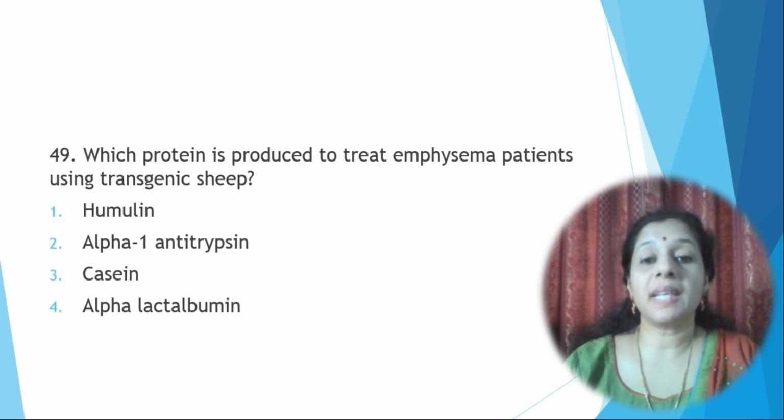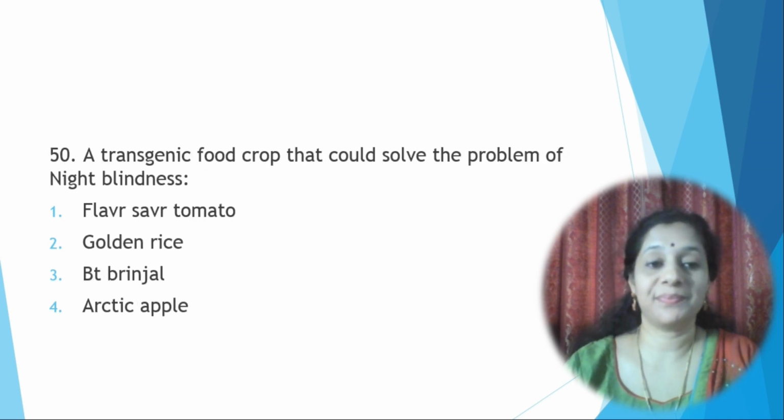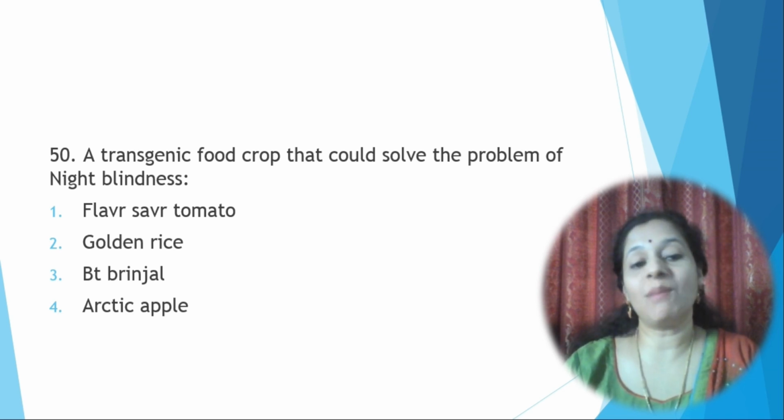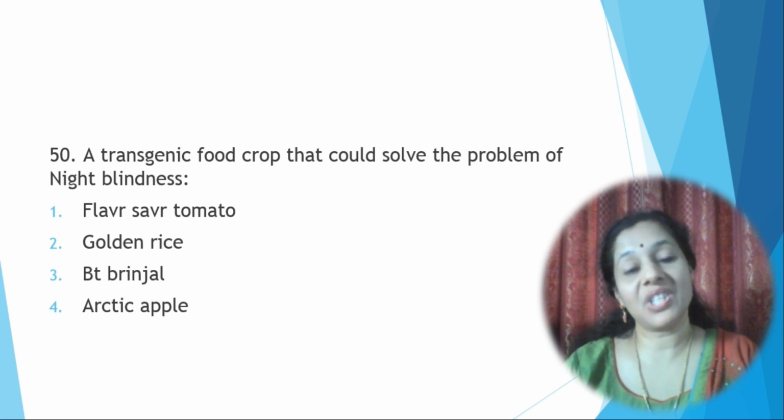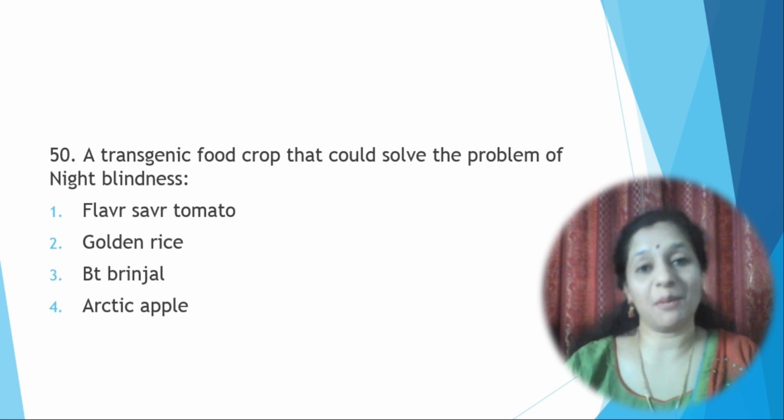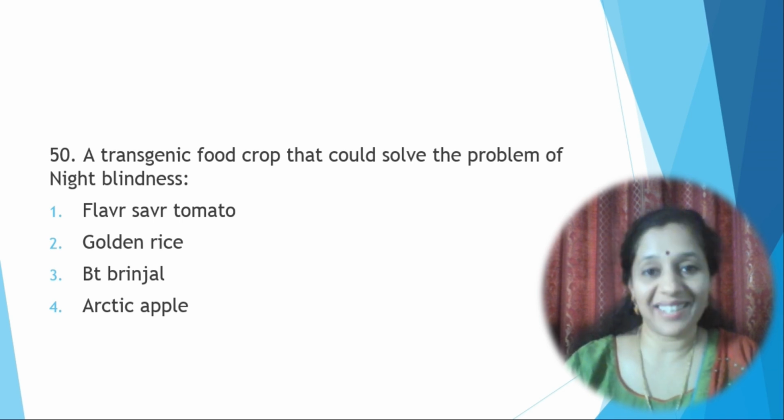Which protein is produced to treat emphysema patients using transgenic sheep? For the treatment of emphysema, we obtain the biological product called alpha-1 antitrypsin. Option 2. The last question. A transgenic food crop that could solve the problem of night blindness. Night blindness is caused by the deficiency of vitamin A. So vitamin A enriched, beta carotene enriched rice, if you consume it, can solve the problem. So the answer is golden rice.